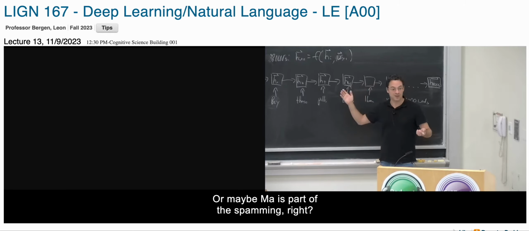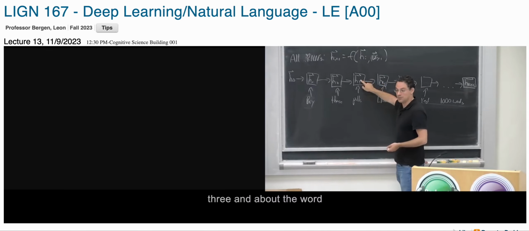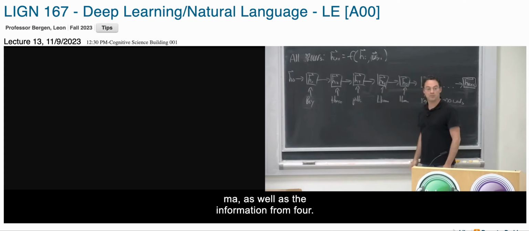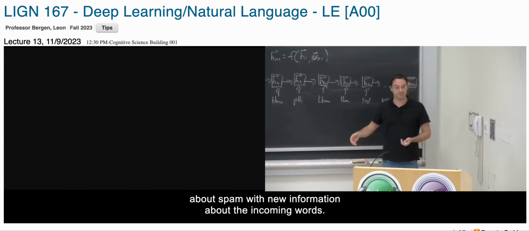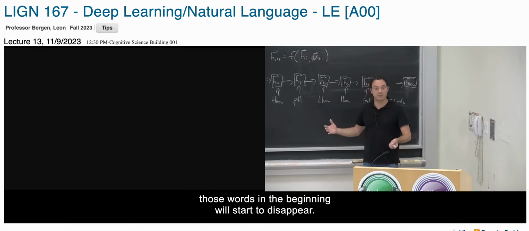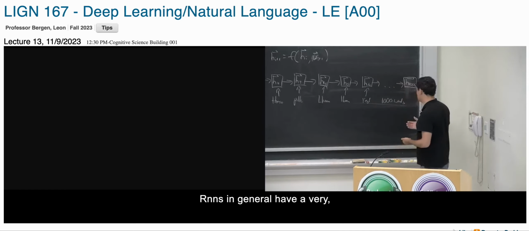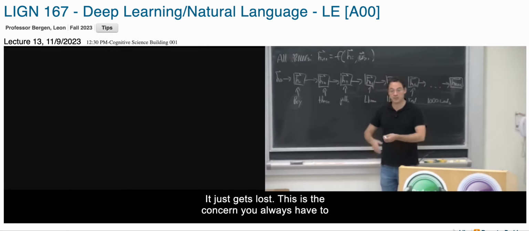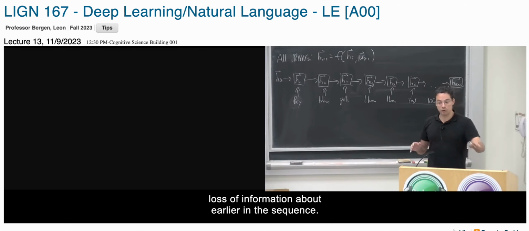Or maybe llama is part of the spamming, right? Maybe who knows what they want you to buy for the llama. H4 will now include information about both H3 and the word llama. H5 will contain information about this word llama as well as the information from H4. So at each time point, we're mixing the old information about spam with new information about the incoming words. If you do this for long enough, the information about all those words in the beginning will start to disappear. It will just be overwhelmed by the new information that you're adding on. So RNNs in general have a very, very difficult time using contextual information from the distant past. It just gets lost. This is the concern you always have to worry about with an RNN: loss of information about earlier in the sequence.